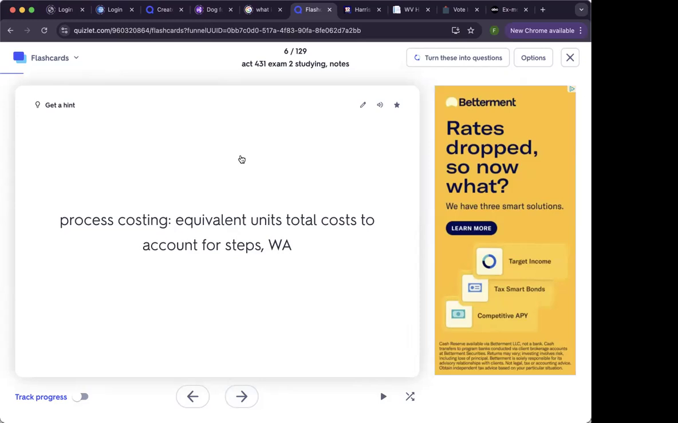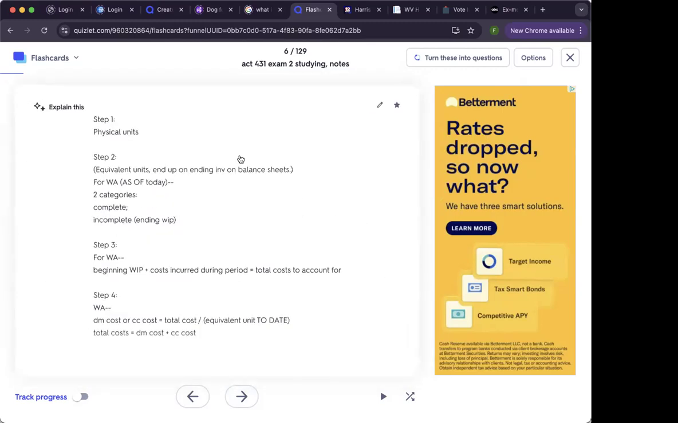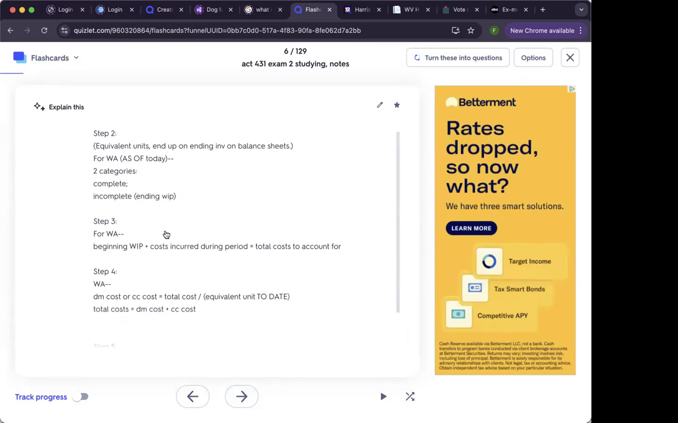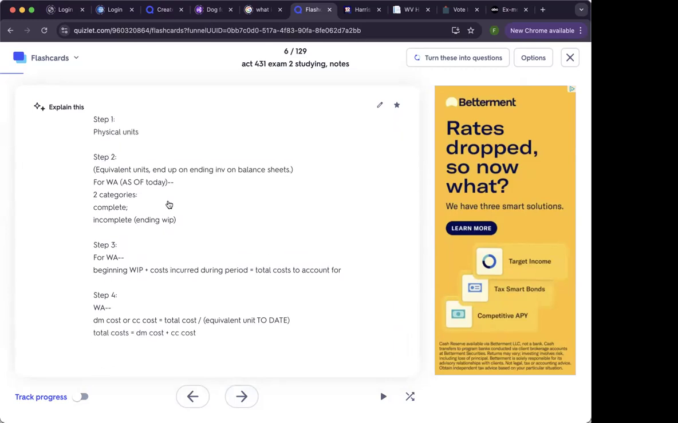Process costing, equivalent units, total cost to account for steps, weighted average. Step 1, find the physical units. Step 2, equivalent units, which end up on ending inventory on the balance sheets. There are two categories, incomplete or complete, where incomplete is ending WIP. So there's no beginning WIP for WA in terms of finding equivalent units.